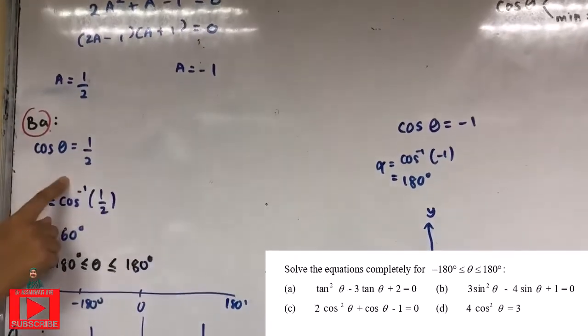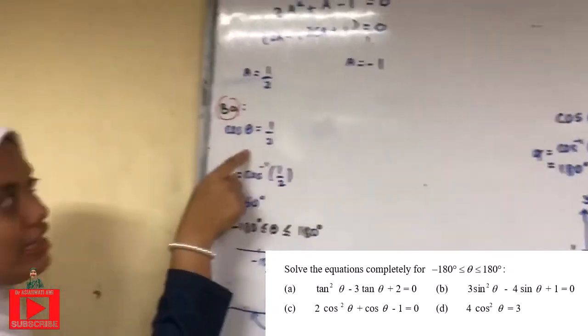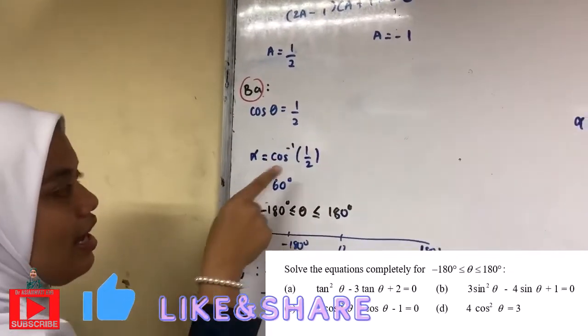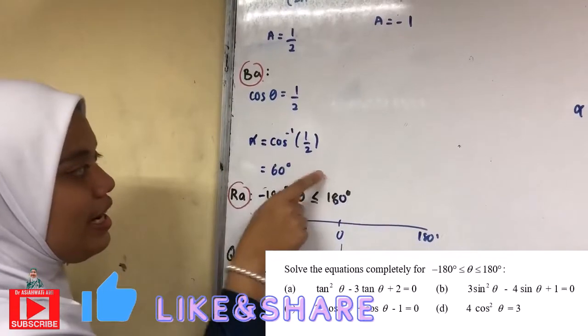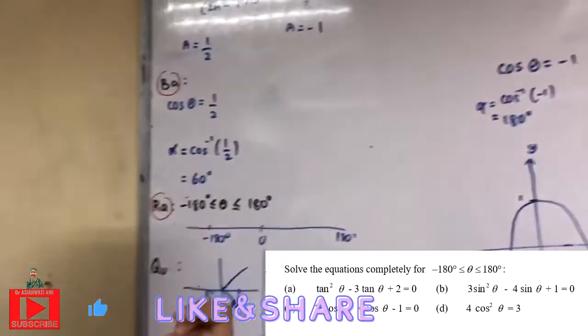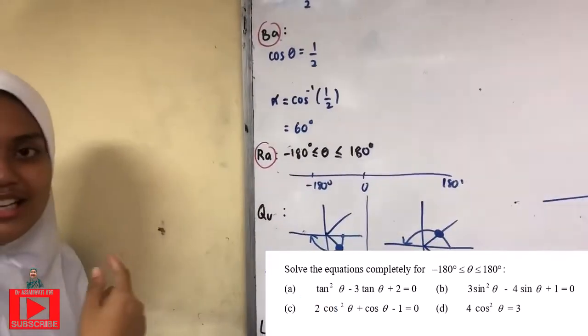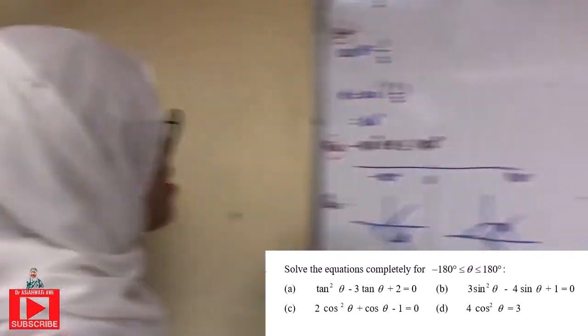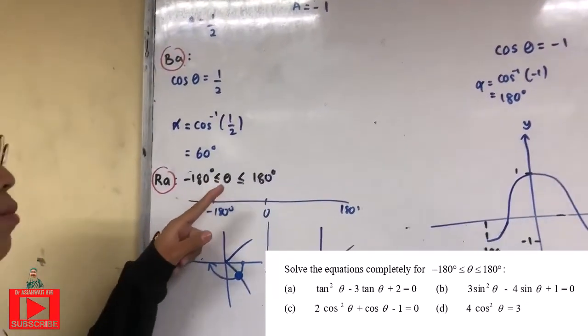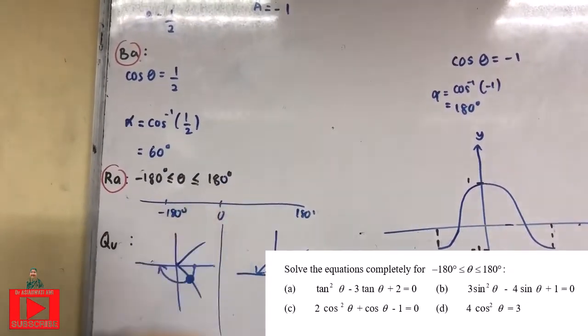Untuk dapatkan theta, A ni sama dengan cos theta lah. So untuk dapatkan theta, kita shift cos, dapatlah theta sama dengan 60 degree. Basic angle sama dengan 60. Okey, lepas tu range dia bagi negative 118 lepas tu dengan 118. Okay.